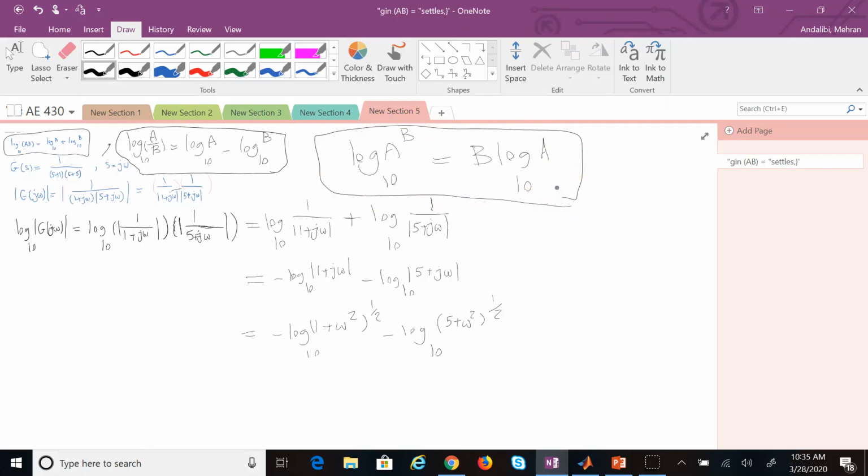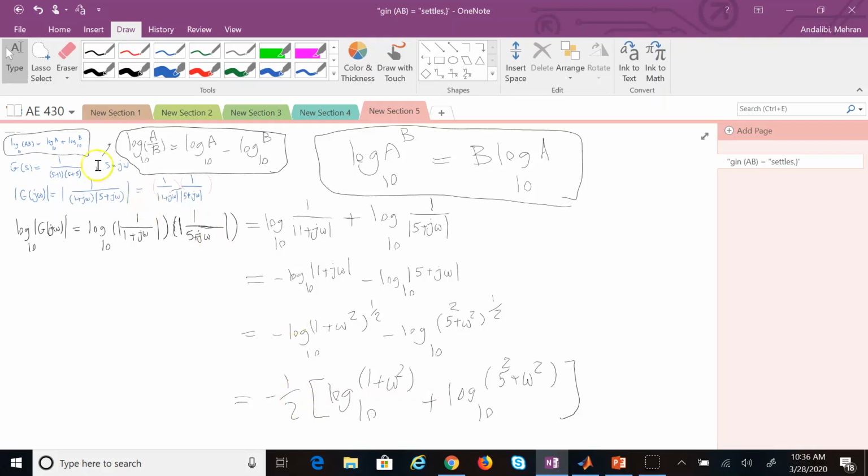So I can bring the power in front of the log. Here I have the power 1/2 and 1/2, so I can bring them out. So it's going to be negative 1/2 if I factor both of them, of log 10 of 1 plus omega squared plus log 10 of 5 plus omega squared. Or 5 squared actually, right? It's 5 squared. Okay, and now if I multiply it by a 20, then that's 20, and this negative 1/2 will be converted to negative 10.